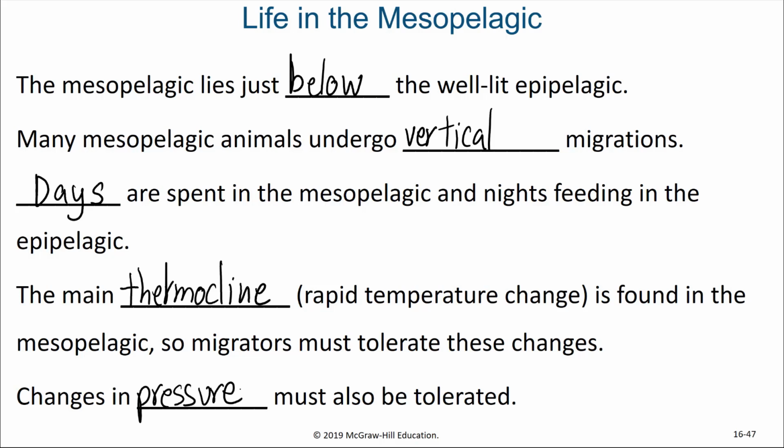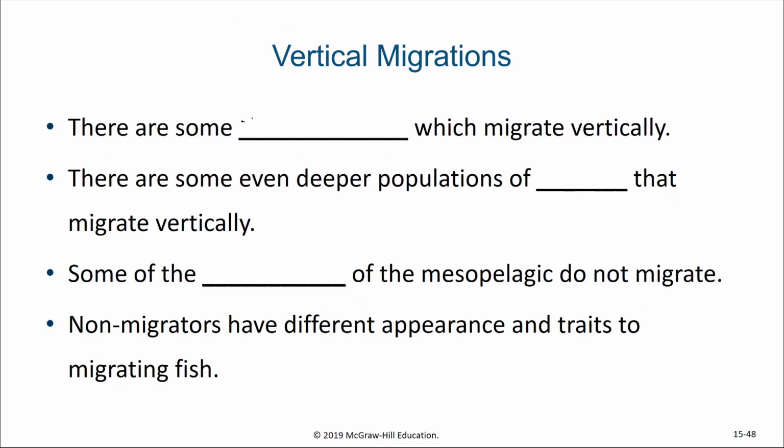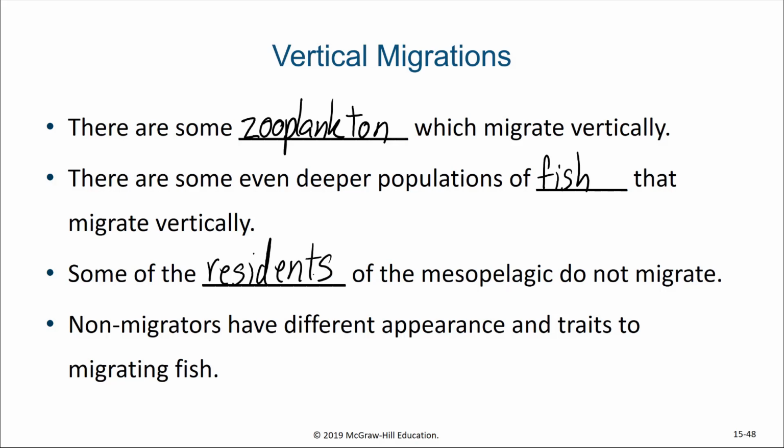Some of these vertical migrators from the Mesopelagic have a swim bladder filled with lipids instead of air. There are some zooplankton which migrate vertically, but there are some even deeper populations of fish that migrate vertically as well. Yet some of the residents of the Mesopelagic do not migrate at all.